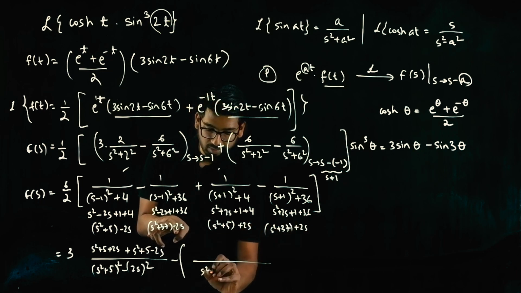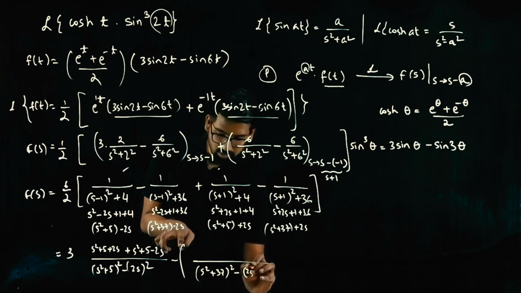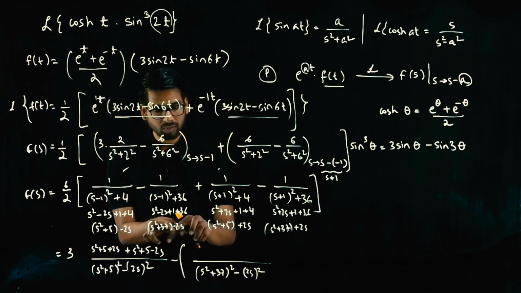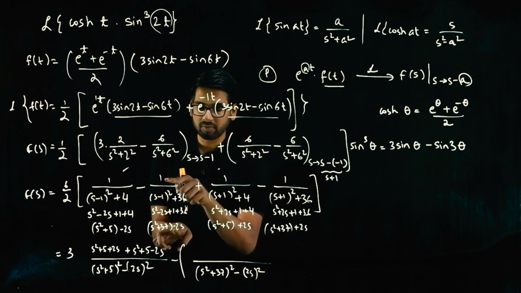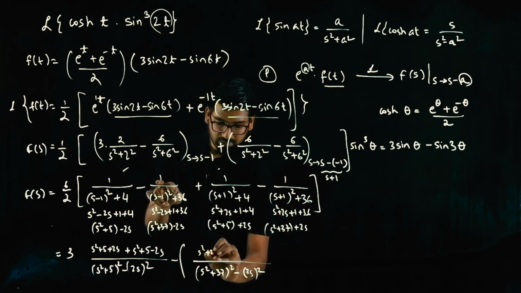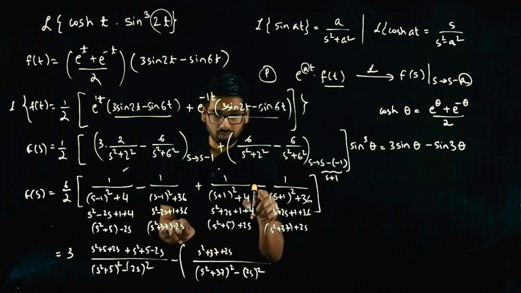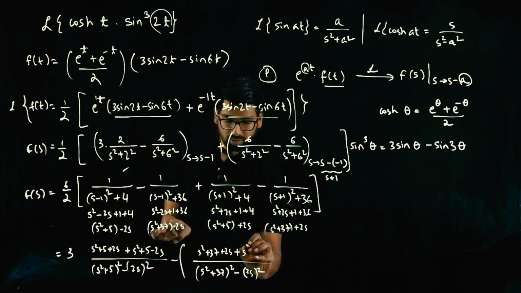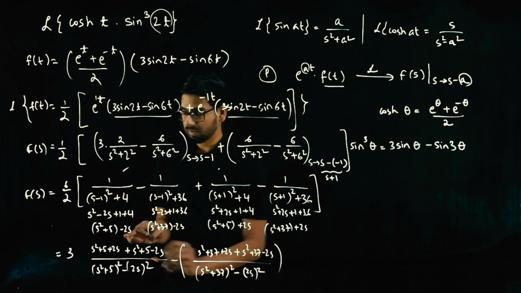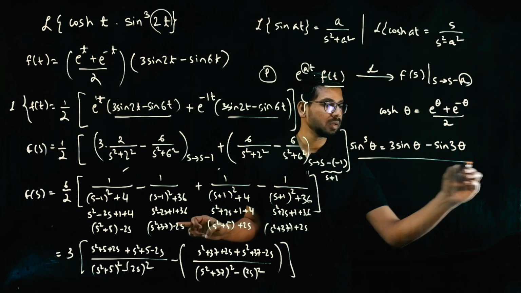So that will be a square minus b square, and the numerator this into this, this into this. So that will be s square plus 37 plus 2s plus, I have already taken minus outside, so it will be plus now. So plus s square plus 37 minus 2s. Okay, so this 3 is multiplied to everything. Okay, so let me continue it here.